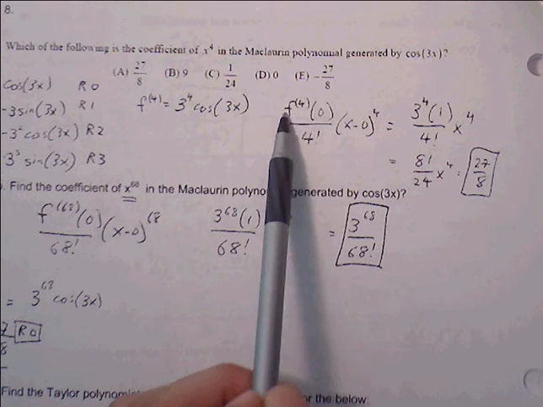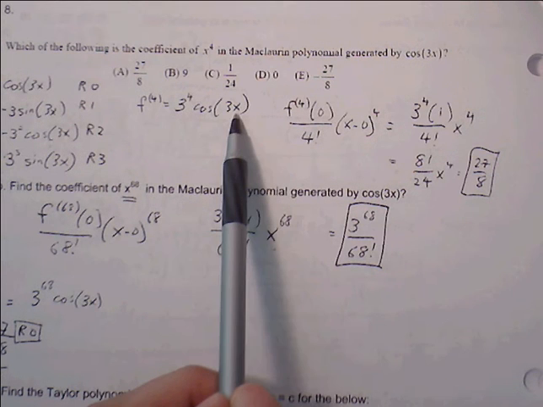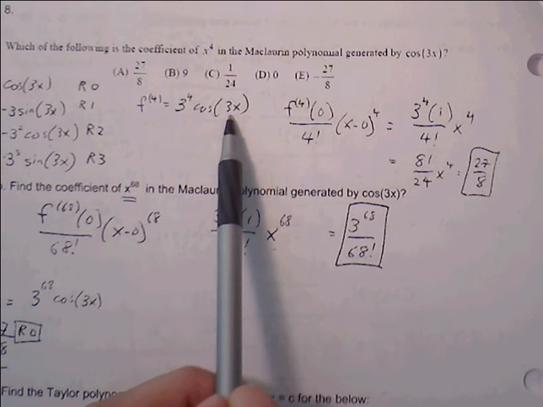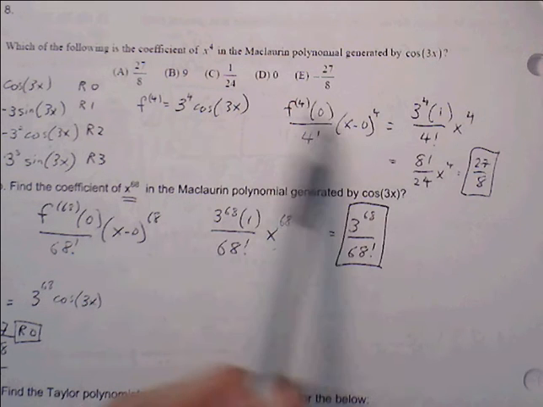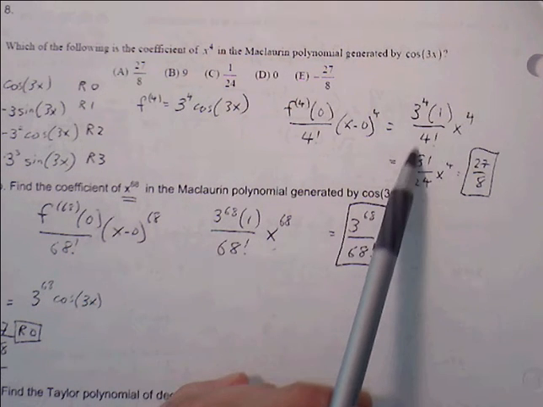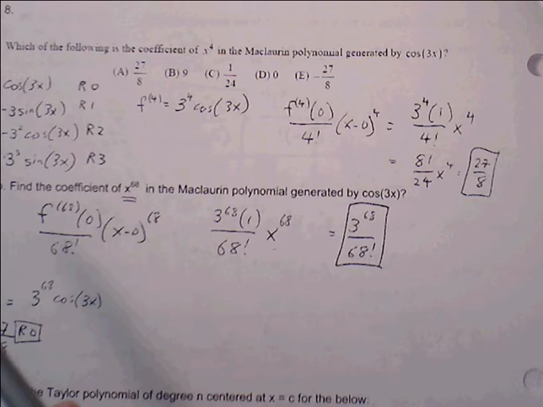So the fourth derivative evaluated at 0 is simply going to be 1. This whole thing will become cosine of 0, which is 1. So 3 to the 4th over 4 factorial is 81 over 24, which is 27 over 8.